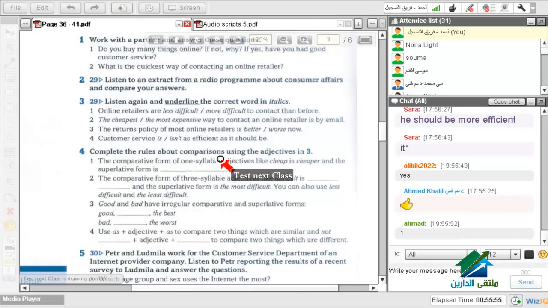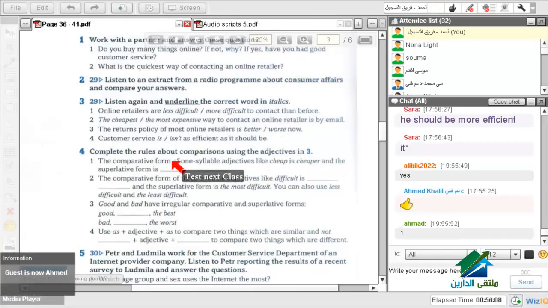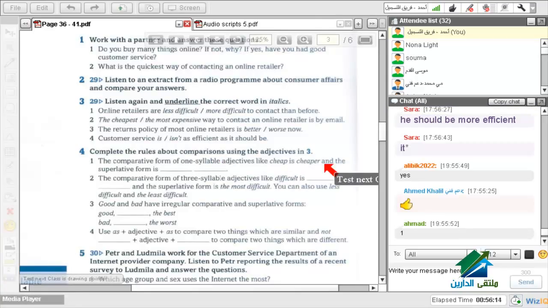Complete the rules about comparisons using the adjectives in 3. Okay, you have some adjectives. Please, you do it by yourself. Now, you have 1 minute. I will read it while you are solving the question. Comparative form of one syllable adjective like cheap is cheaper, and the superlative is cheapest.